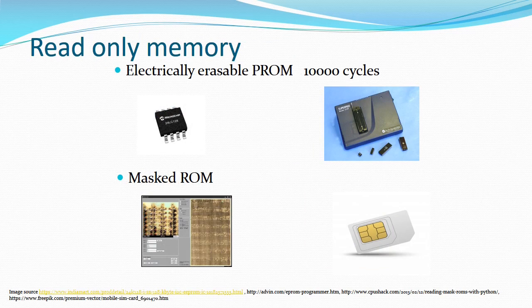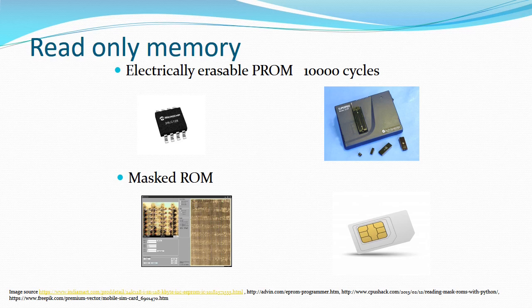The next type of ROM is called Electrically Erasable Programmable Read-Only Memory. In short, it is called EEPROM. These kinds of memories can be erased using electrical signals. These types of memories can be used more than 10,000 times, means that they can be erased and used again.